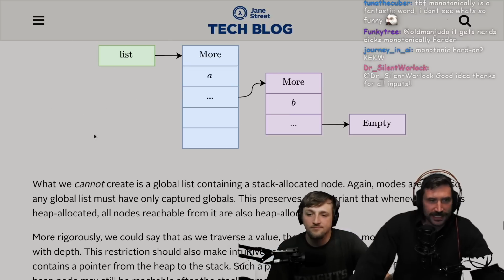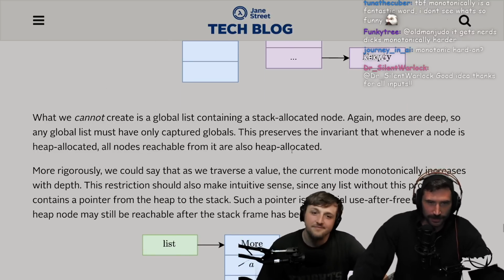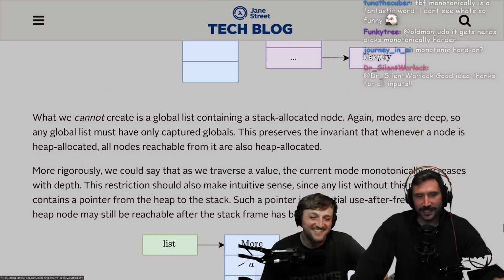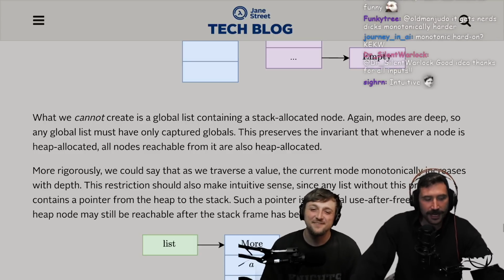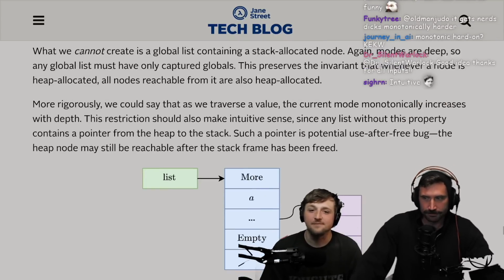I think you could re-say all of these words, which are all very fancy and beautiful sounding, and have the word globalist in here. I think it'd be a little bit easier to say that stack memory can refer to heap, but heap cannot refer to stack. Yeah.